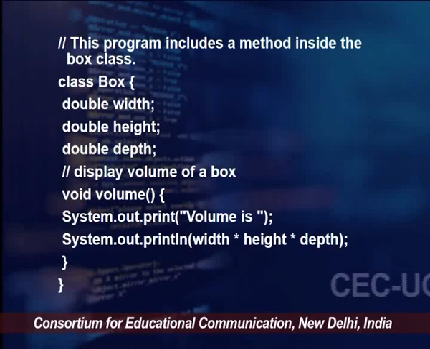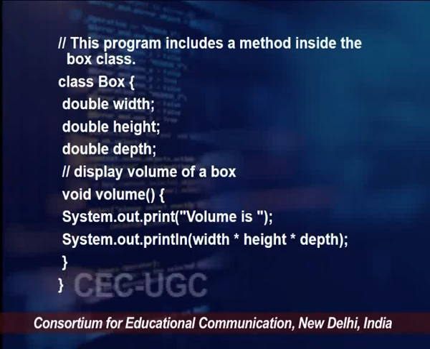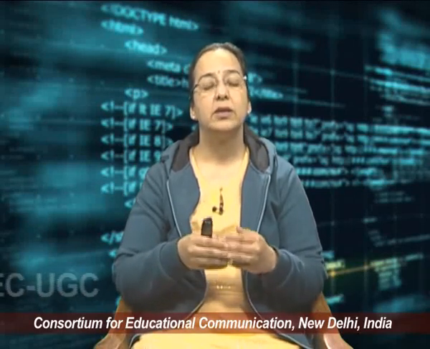It is nothing but the multiplication of width, height and depth. In the previous version of this class Box, there was no method named volume. Here we have created a method volume, and we have written width multiplied by height multiplied by depth in it. Now what are we going to do?